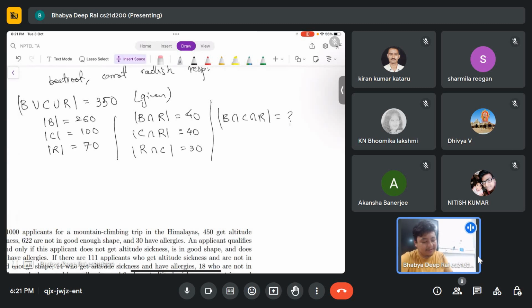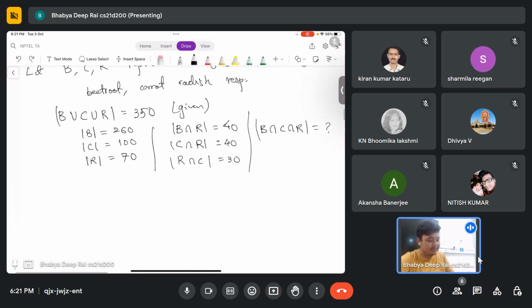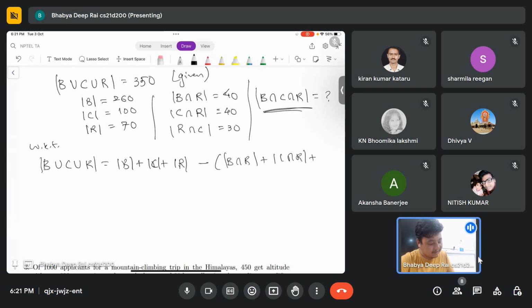Well, all these terms are contained in the formula of the inclusion exclusion principle, and from there we can obtain this. How? We know that B union C union R is nothing but size of B plus size of C plus size of R, minus B intersection C plus C intersection R plus R intersection B, plus B intersection C intersection R.